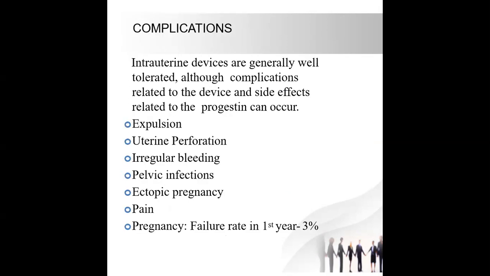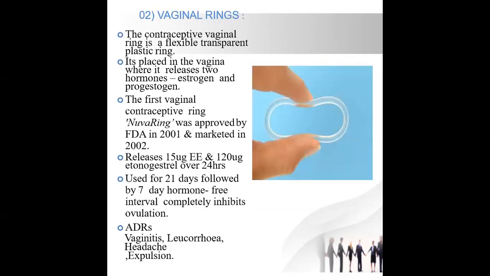What are the complications of the intrauterine devices? The intrauterine devices are generally well tolerated, although complications related to the device and side effects related to progestin can occur. So related to the device are expulsion and uterine perforation. Related to progesterone are irregular bleeding, pelvic infections, ectopic pregnancy, and pain. The pregnancy failure rate in the first year is 3%. So these are the complications associated with intrauterine devices.